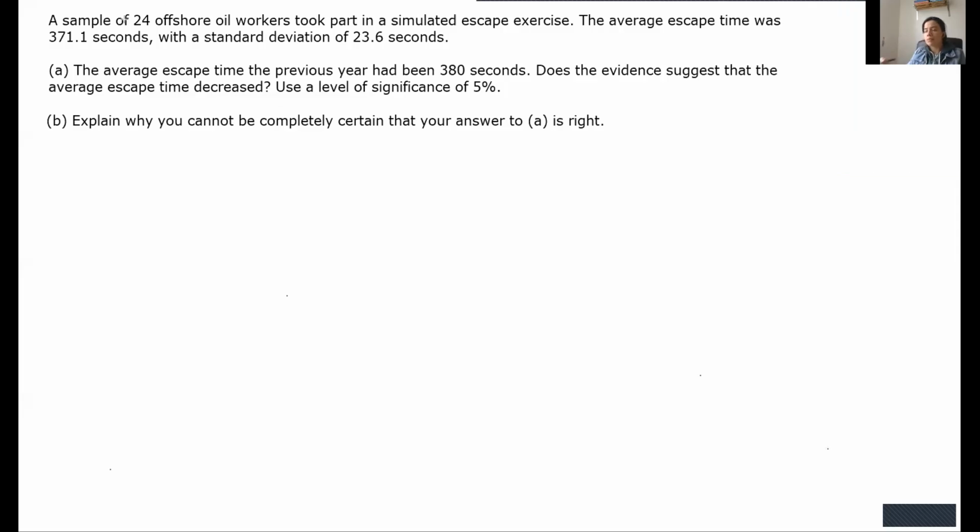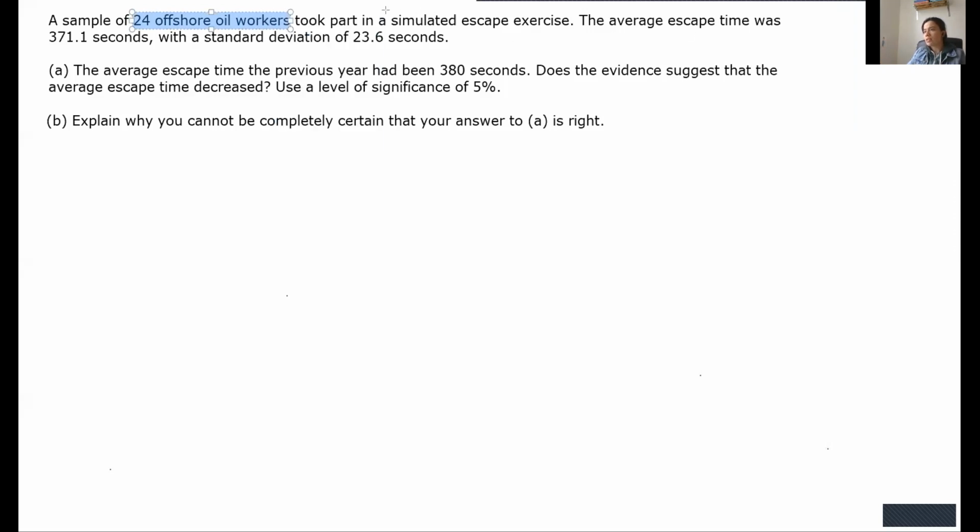For me, that means that I'm going to go through the statements, and then I'm going to highlight everything that seems like it's giving me some information about the problem, and then I'm going to translate that into the notation that we have used until now. The first thing is a sample of 24 offshore oil workers. So that means that this over here is my sample that's going to be important, and so I'm going to highlight it.